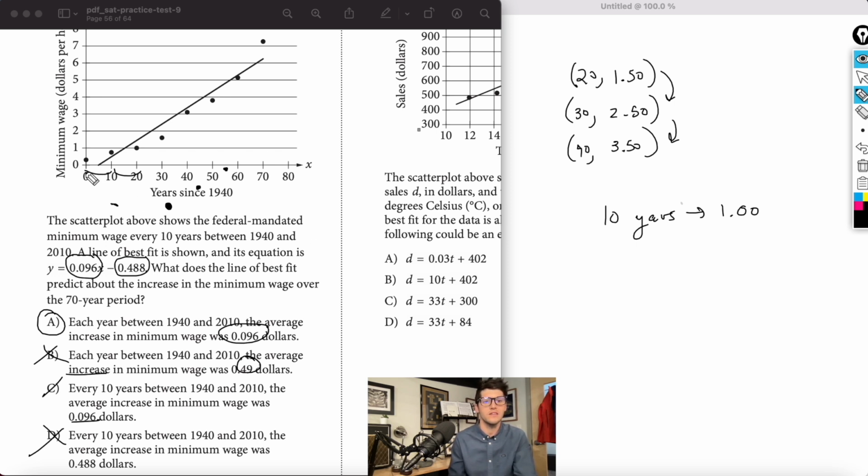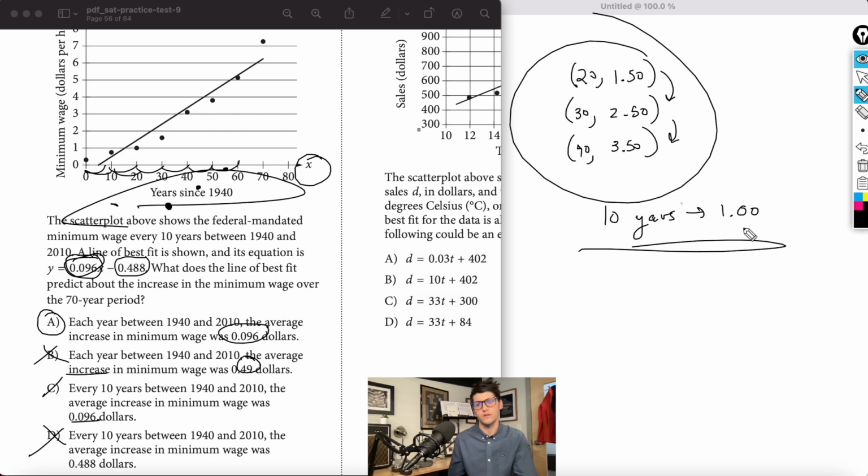Of course, the mistake they're hoping you make here is that the graph goes up in groups of 10 and that the values go up about $1 every group of 10. And so you might think this 0.096 is for every 10 years. But X is still measured in years, right? Years since 1940. So I know that's somewhat tricky, but it's also not that difficult as long as you ground your thinking in real values like we did over here. Nice. Hopefully that helped you.